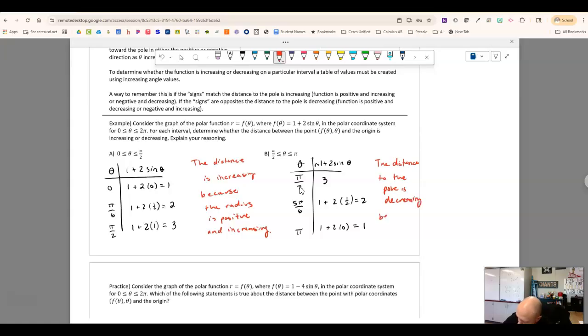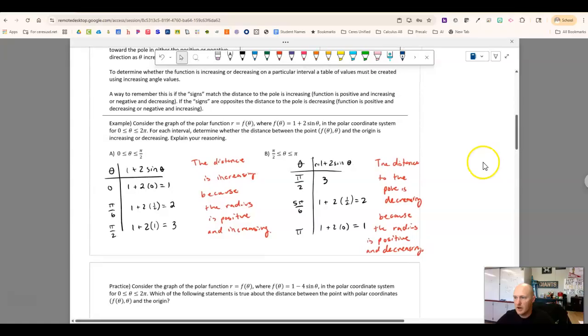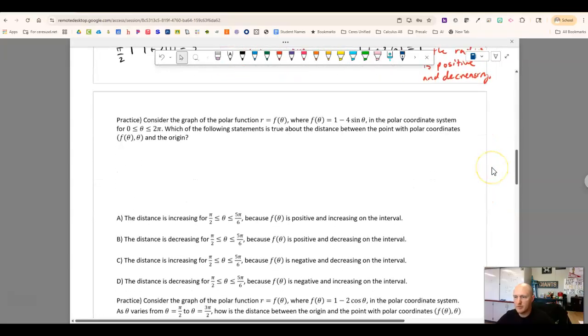Why? Because the radius is positive and decreasing. Okay, so that's pretty much it.